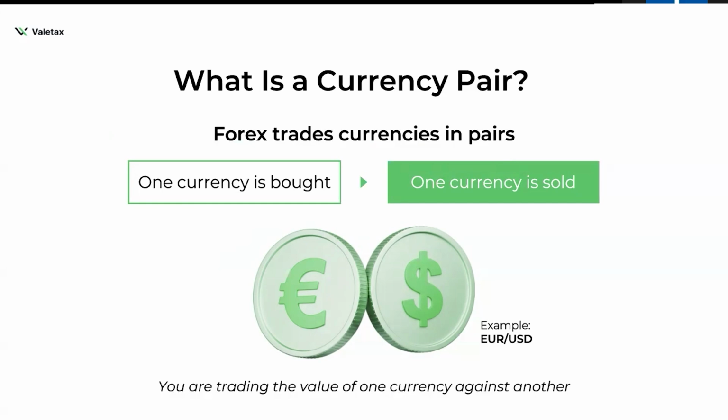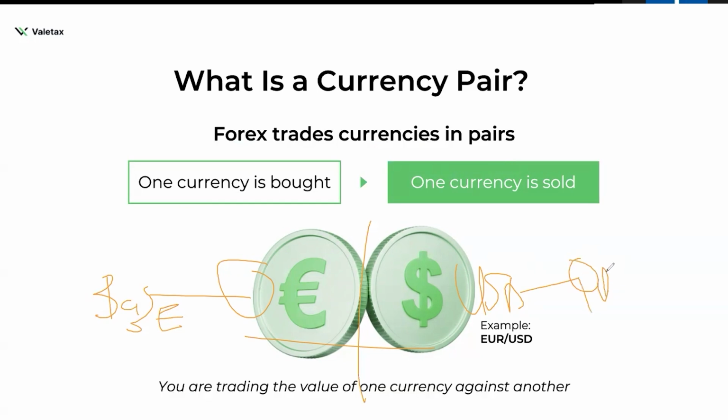The base currency is usually the first currency that is mentioned before the second currency. So for example, here we have the euro against the USD. In this currency pair, the euro becomes the base currency, while the USD becomes the quote currency. So what we're doing is we're trading the value of one currency against another currency.